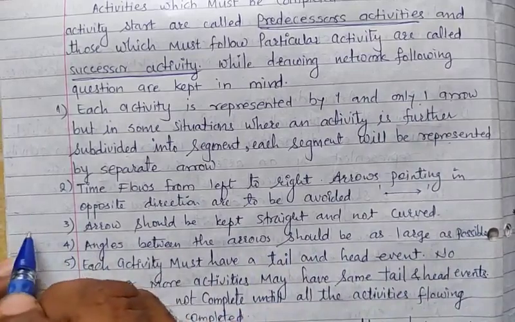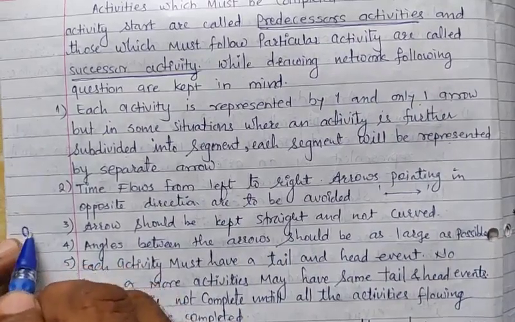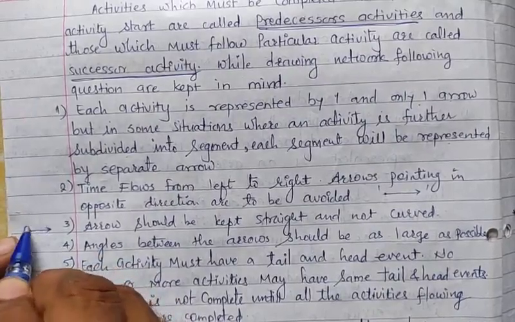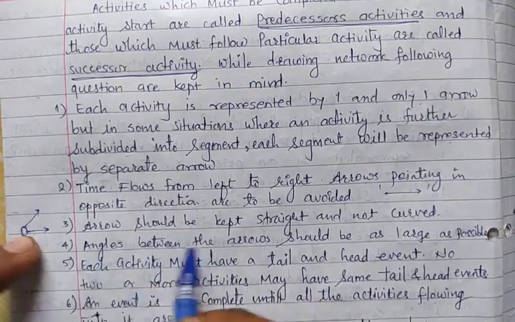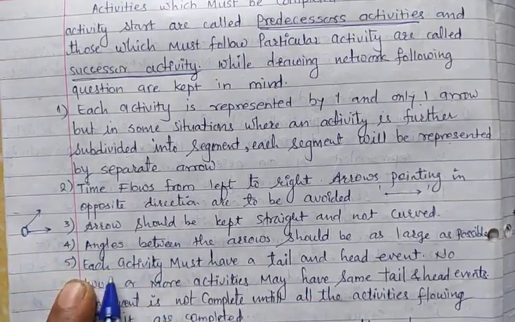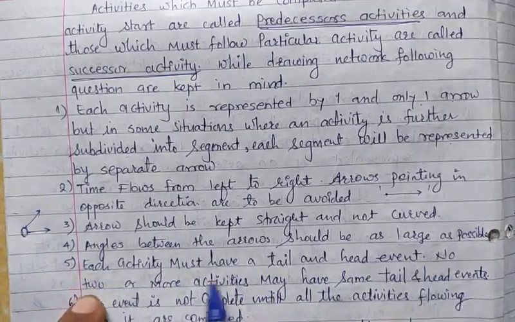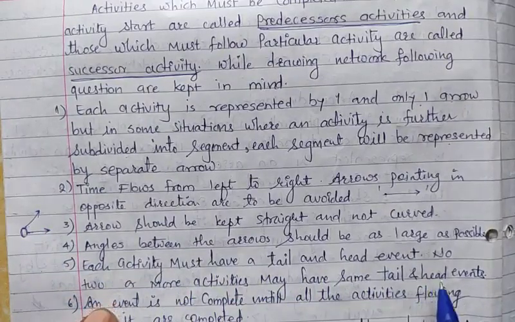Means after using one event, suppose we have two activities, then the angle between these two activities should be as large as possible. Okay, fifth one is each activity must have a tail and head event. No two or more activities may have the same tail and the same head events.